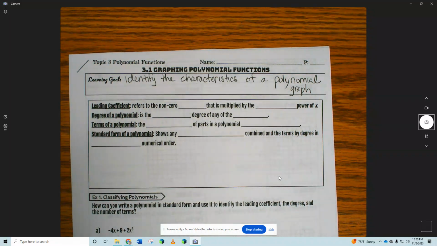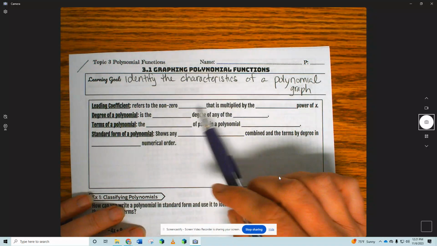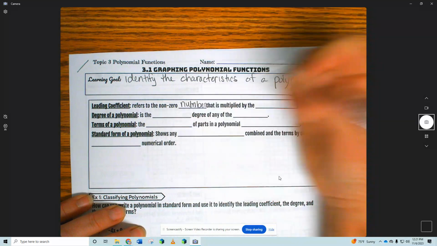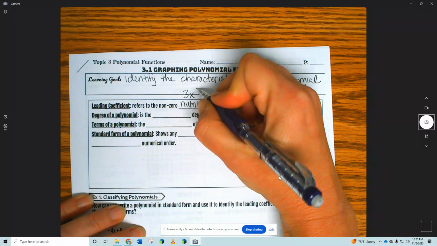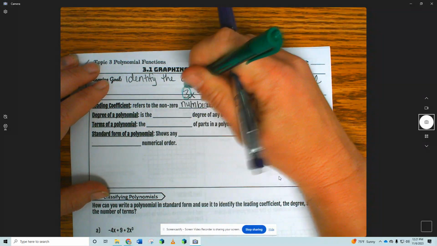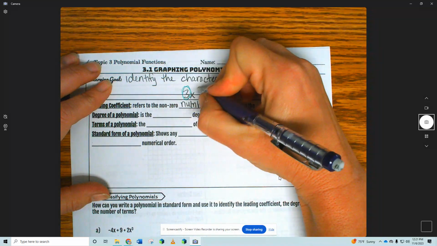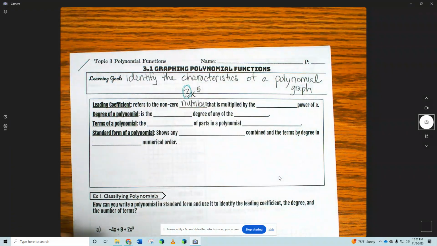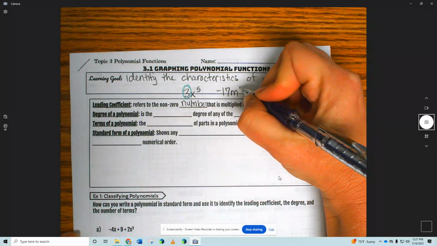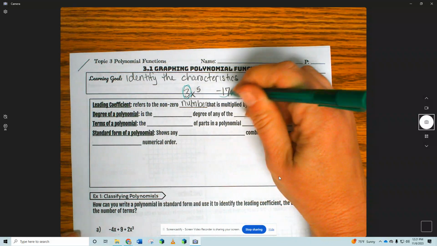So, leading coefficient refers to the non-zero number, like 3x to the 3rd. The 3 is the coefficient. I probably shouldn't do double 3s. That'll confuse people. So 3x to the 5th, the 3 is the coefficient. Or negative 17x squared, the negative 17 is the coefficient.